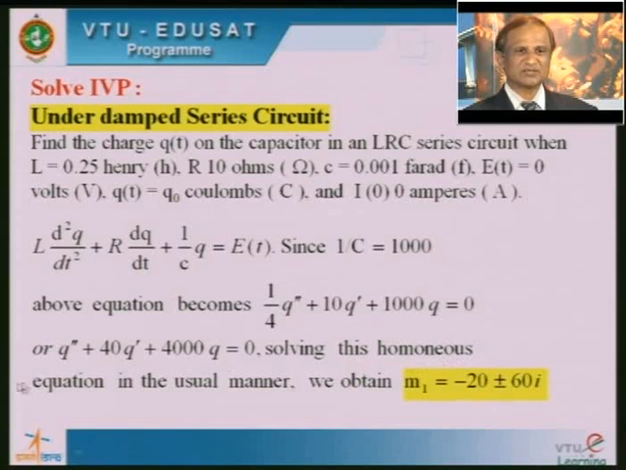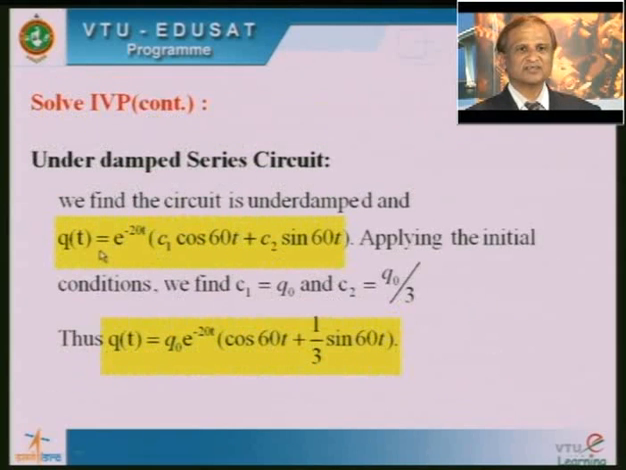Solving this, it becomes a homogeneous equation. Right hand side becomes 0. Is it clear? In the usual manner, I hope we can find out the values, meaning roots. I hope we will get roots in this form: m is equal to minus 20 plus or minus 60i, right. So you can write down the solution. Is it clear? How are we going to write down the solution? Q of t is equal to e to the power minus 20t into c1 cos 60t plus c2 sin 60t.